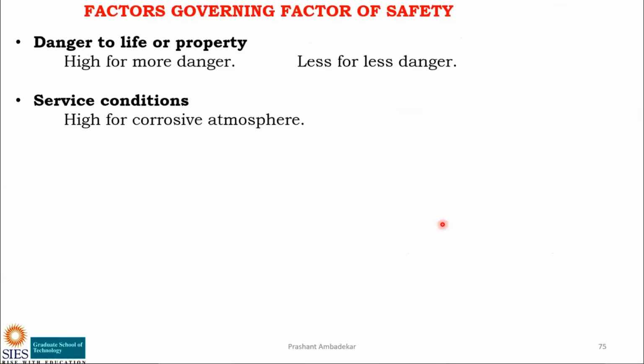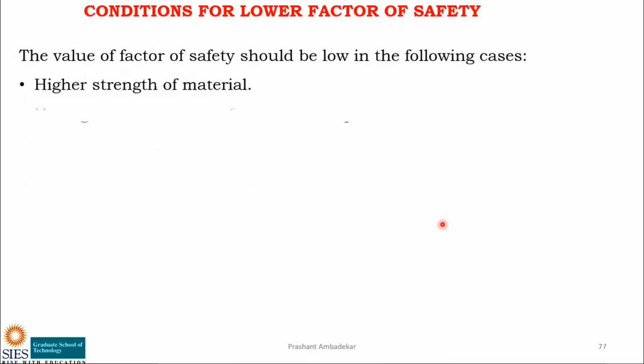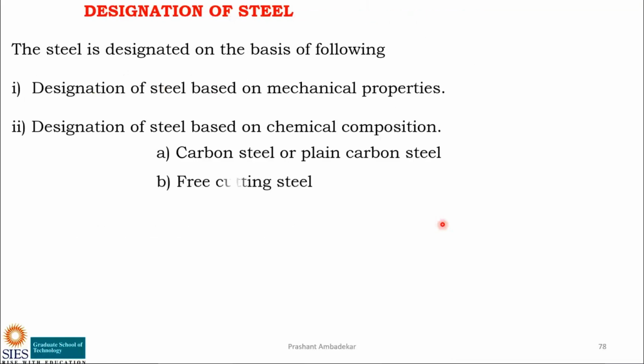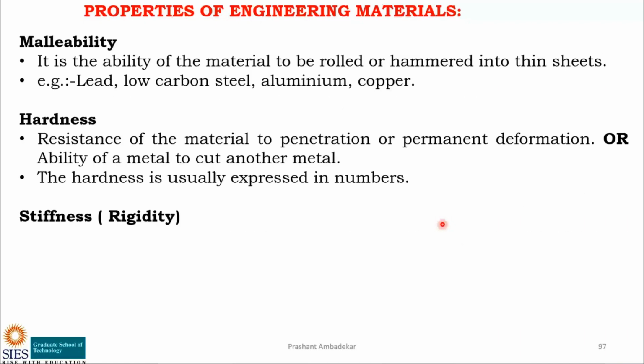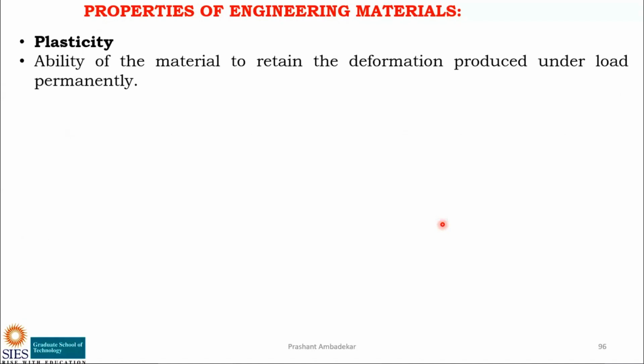Factor of safety, also I had explained to you what is factor of safety, conditions, designation is also explained. So now I have to explain the properties of material. You studied this in strength of material, various properties of material.